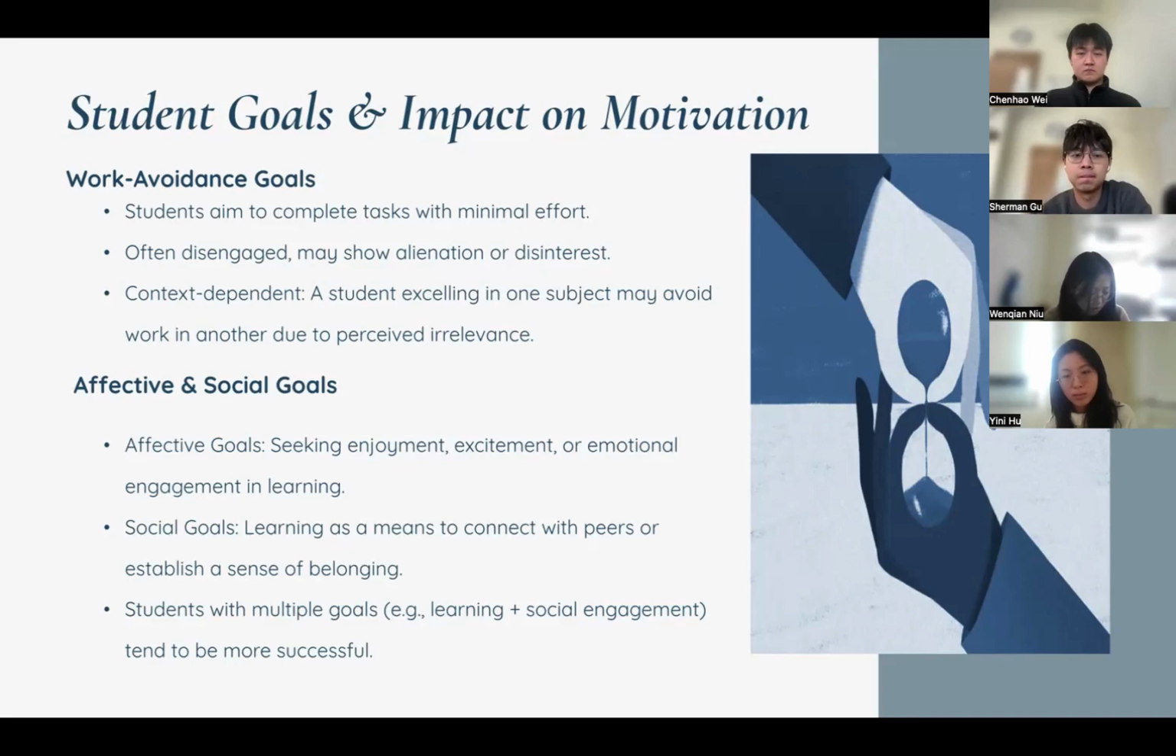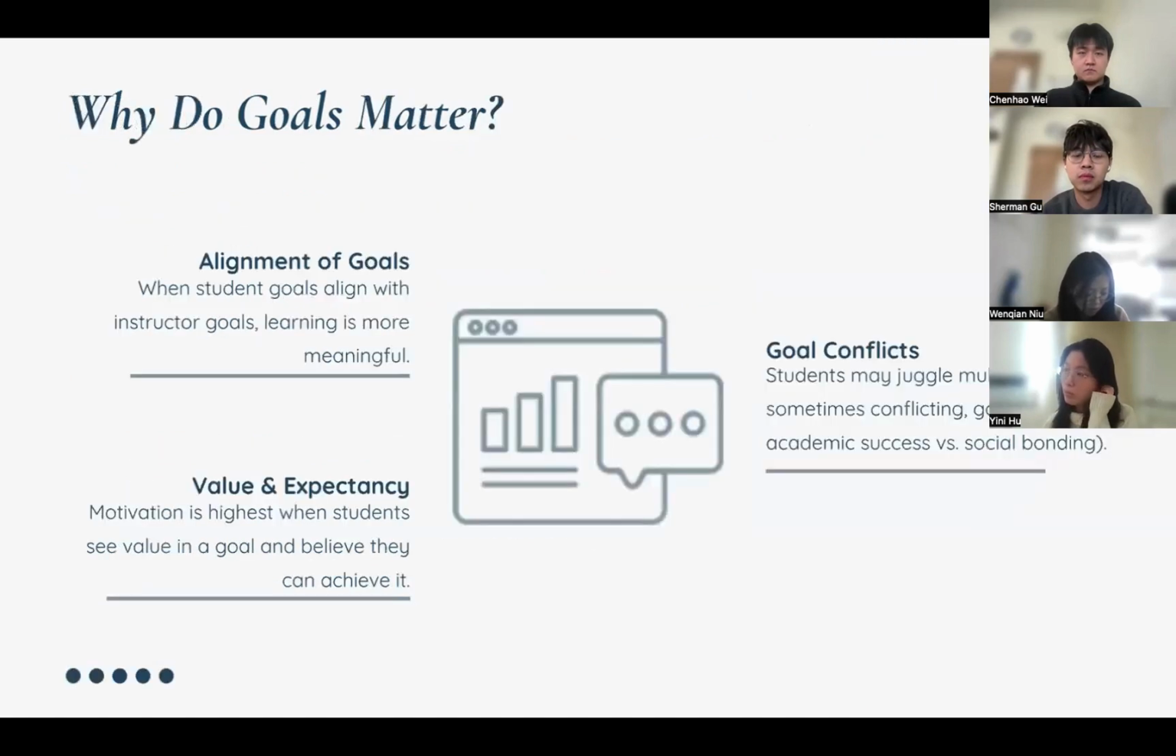So why do these goals matter? First, when students' goals align with course objectives, they engage more. Secondly, motivation is strongest when students see value in the task and believe they can succeed. If they doubt themselves, they are likely to disengage. Lastly, students constantly balance academic, social, and personal goals. So understanding this helps create more effective learning environments.